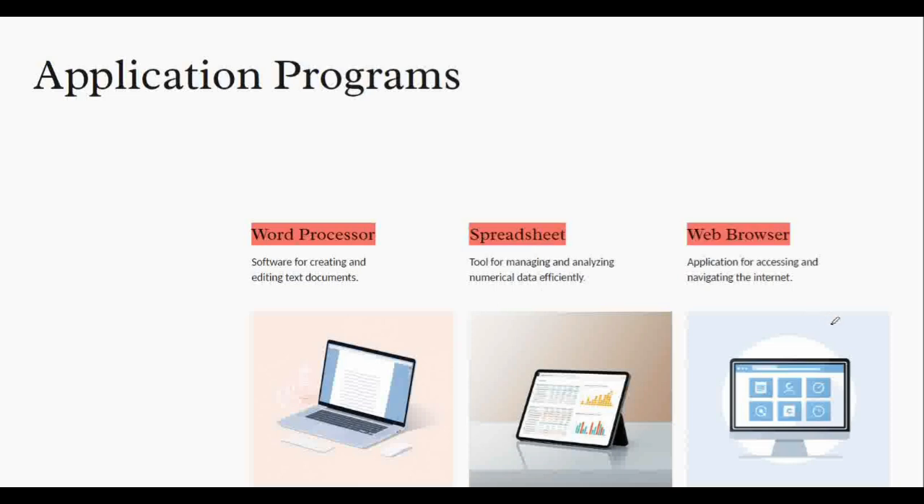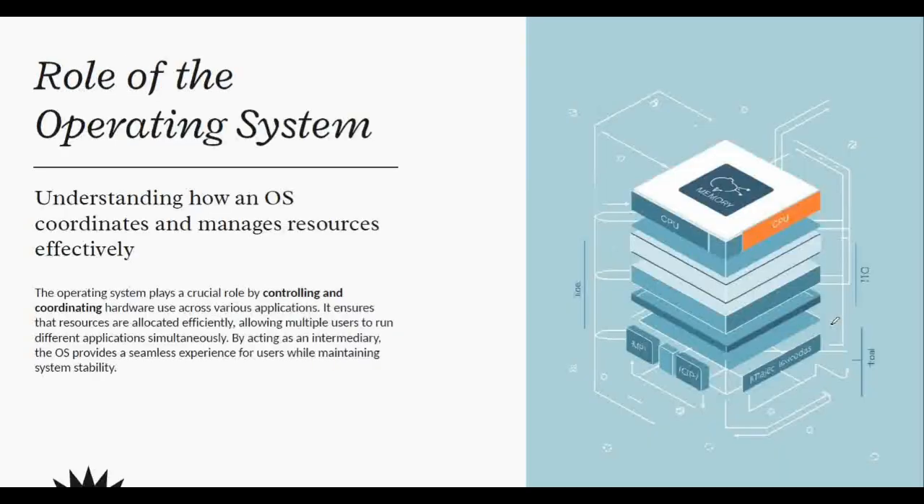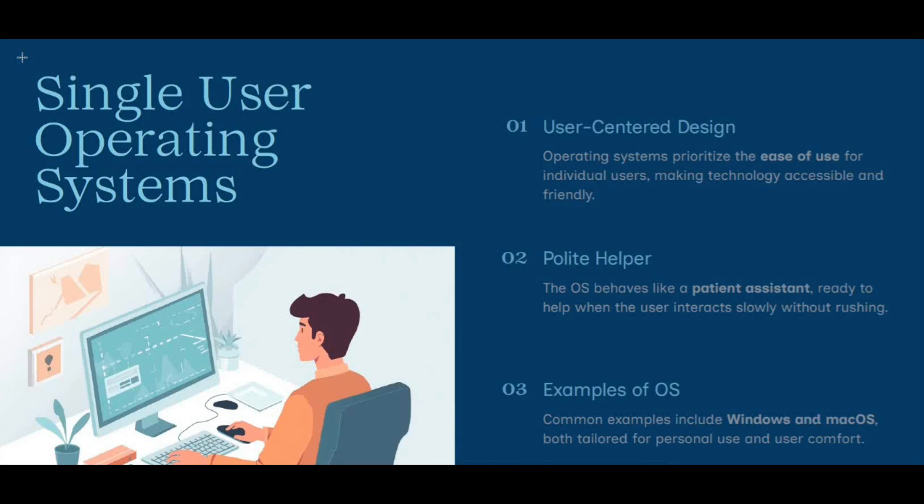What the operating system does is control and coordinate the use of hardware among these various application programs for multiple users. We can describe the operating system from two viewpoints: from the user's view, and from the system's view. Let's dive into how the operating system looks from the user's viewpoint. The first big idea is that it is made differently depending on who is using the computer and how they use it.